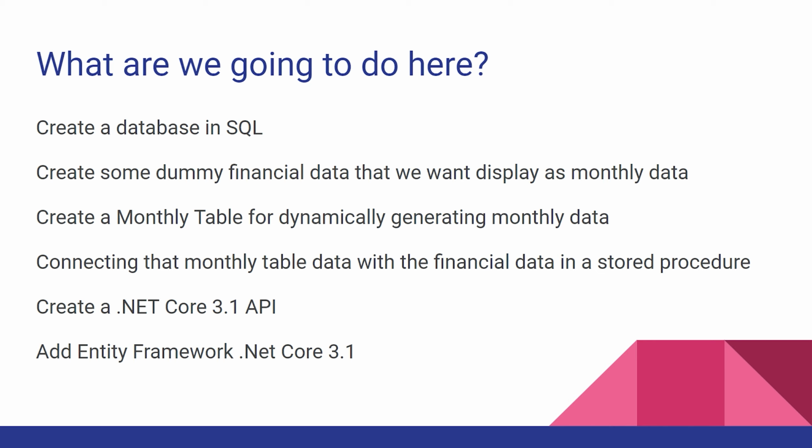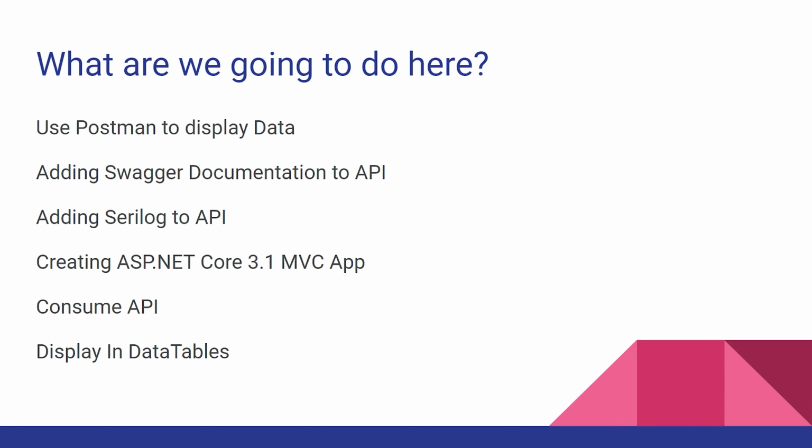So we're now dealing with creating a .NET 3.1 API, and I just want to go ahead and mention all the other stuff we plan to cover in this series. So we'll be adding Entity Framework. We'll use Postman to display data. Then we'll be adding Swagger documentation for the API, and Serilog for logging stuff from the API.